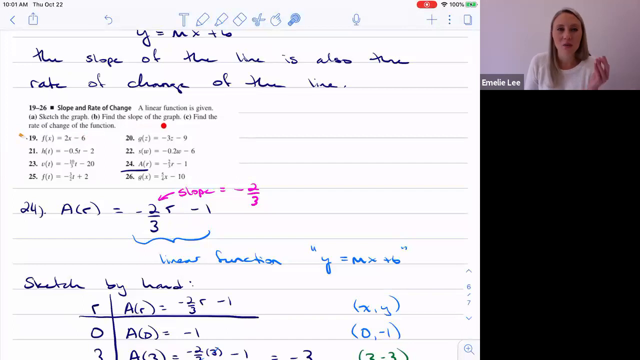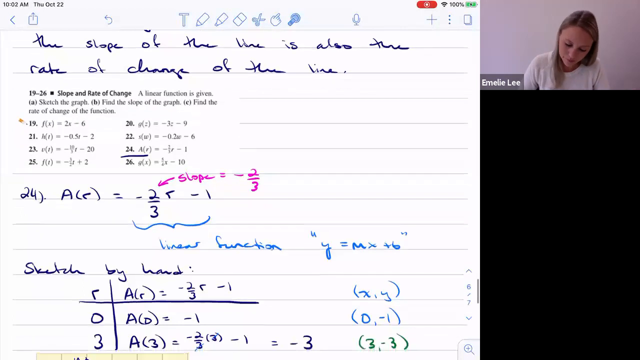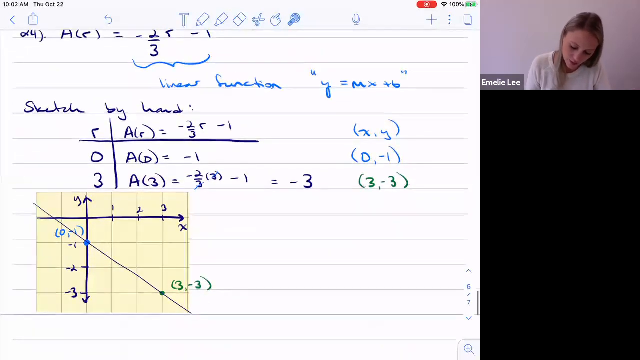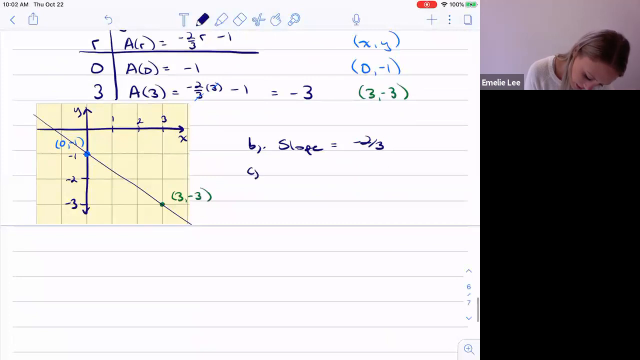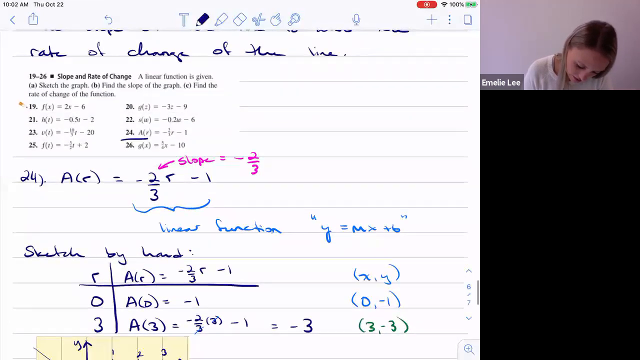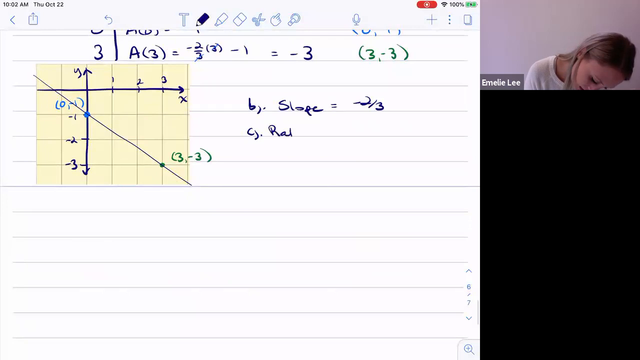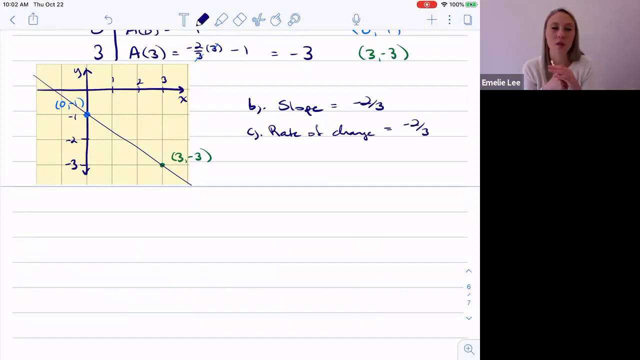The thing is, we know for linear functions that the slope is the rate of change. And we already know the slope from the equation. It's -2/3. So what I'm going to do is I'm just going to have part B is the slope is -2/3. And the rate of change is also -2/3 because it's going to be the same as the slope.